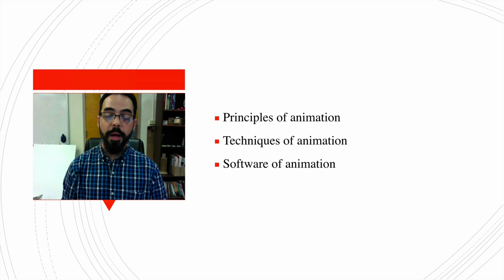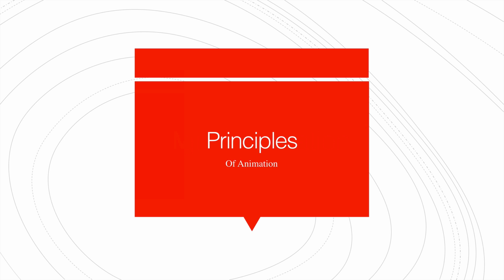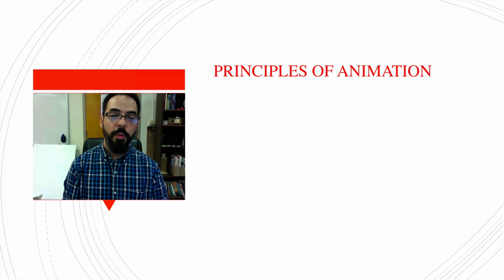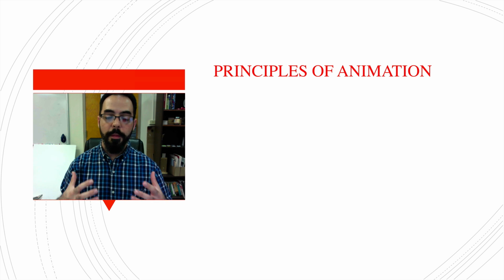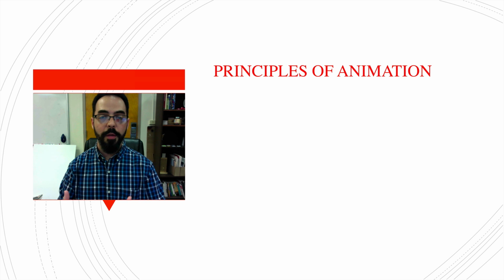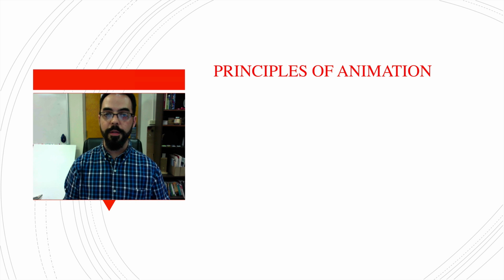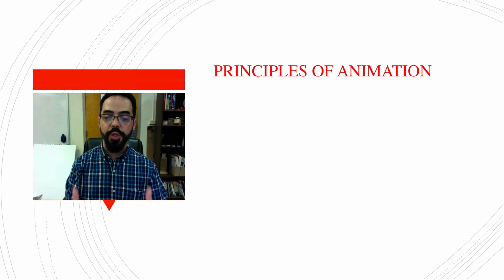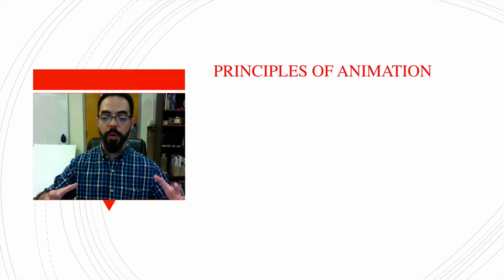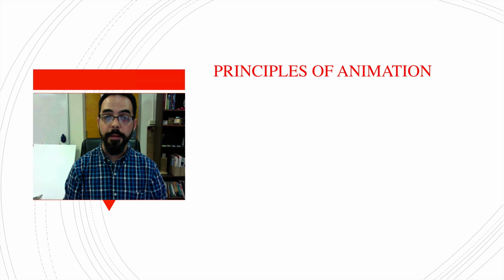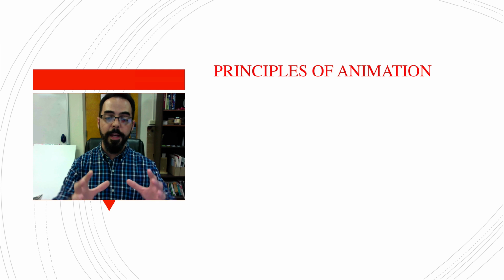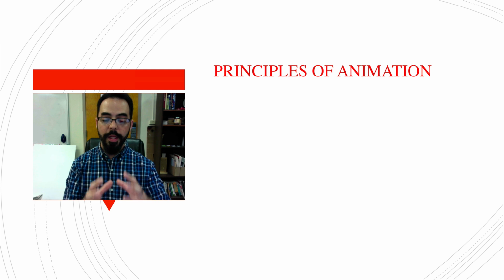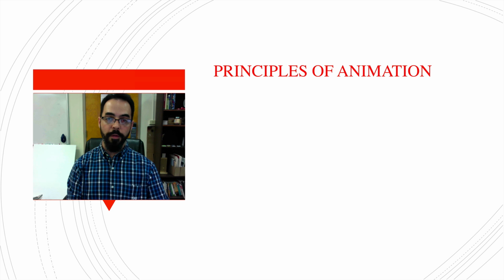So to break these down a little bit further, let's talk about the principles of animation first. When you think back to basic design, you learned the principles and the elements that create a good composition. These are things like line, shape, value, texture, rhythm, balance, and harmony. All of those come together to give you a good, solid working composition for a work of art.